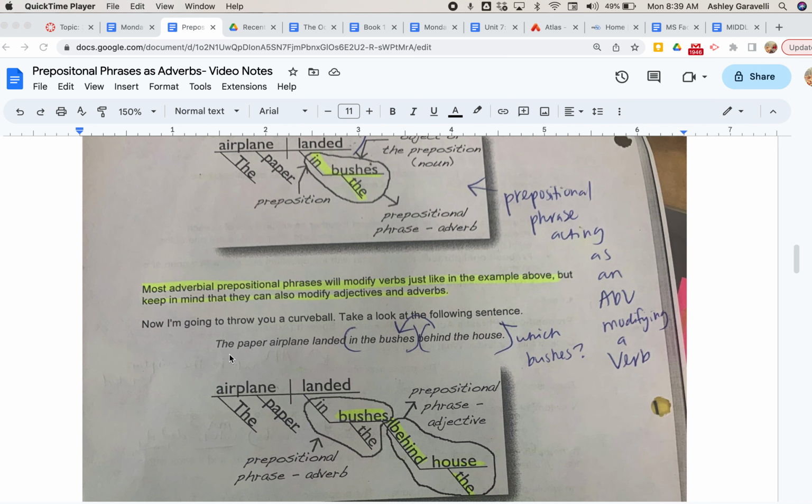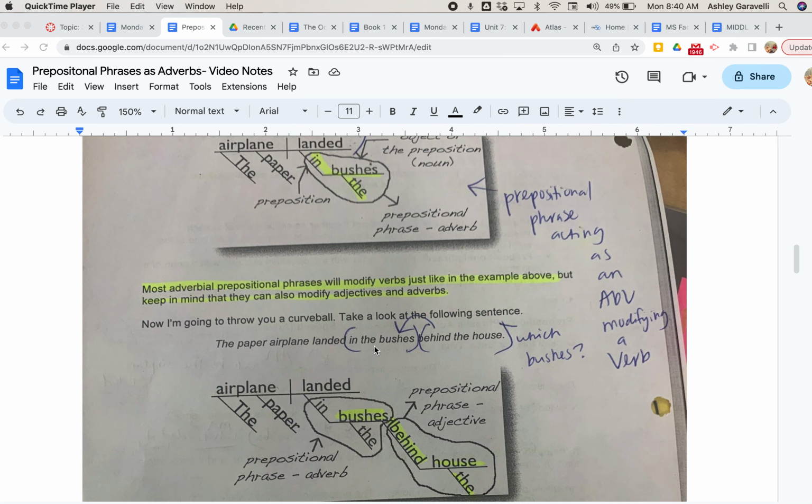Look at this sentence. The paper airplane landed in the bushes, just like this one, but then it says behind the house. Let's think about it. In the bushes is still telling us what? Where it landed. Now behind the house is telling us which bushes, the ones that are behind the house. We did one similar to this last week. This is a prepositional phrase modifying the object of the preposition. We know that the object of the preposition is a noun or a pronoun, so that means this phrase is acting as an adjective.